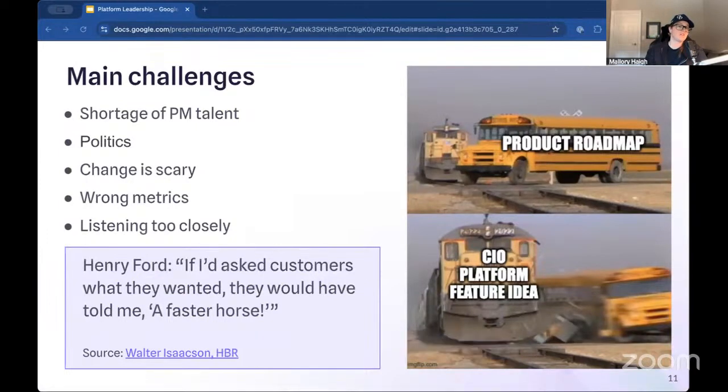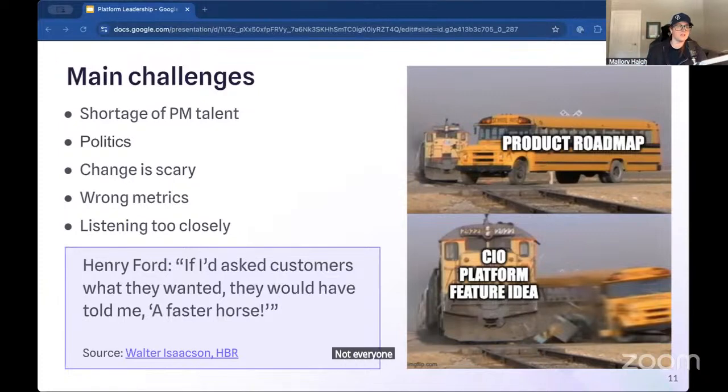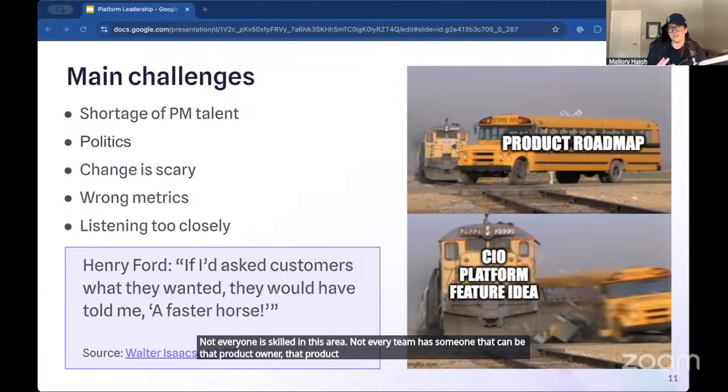The main challenges you will come up with once you start thinking of the platform like a product are things like a shortage of product management talent. And honestly, this is really hard. Not everyone is skilled in this area. Not every team has someone that can be that product owner, that product manager. But what's important is you find someone that can at least give it a shot. It's critical that you have this person, that they understand the problems you're trying to solve and how you can build a product to solve them.